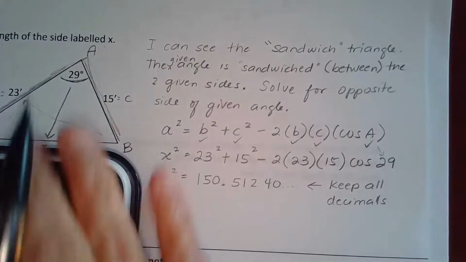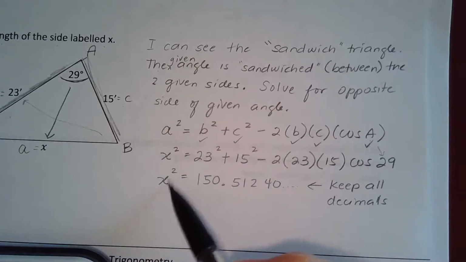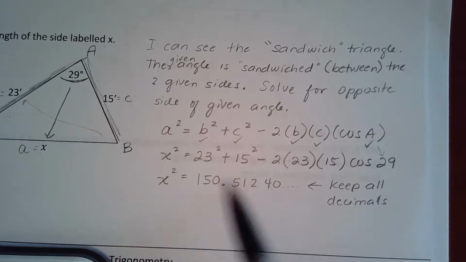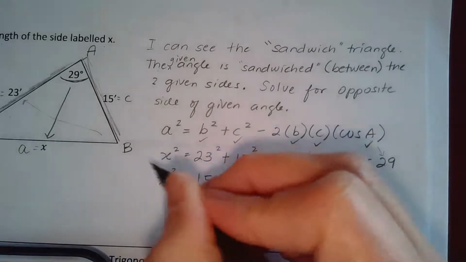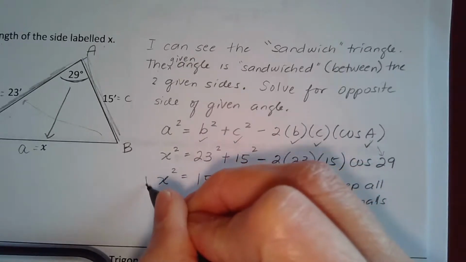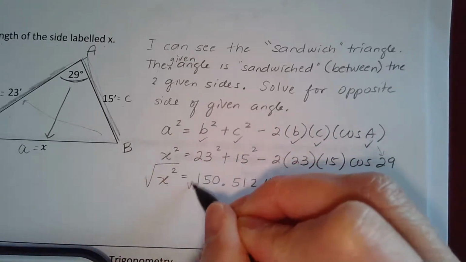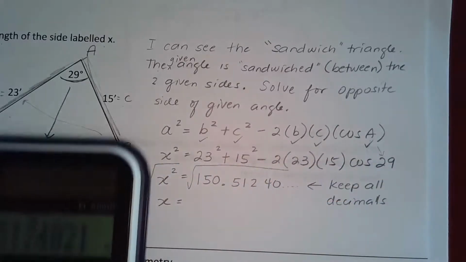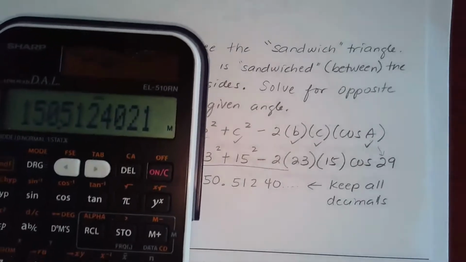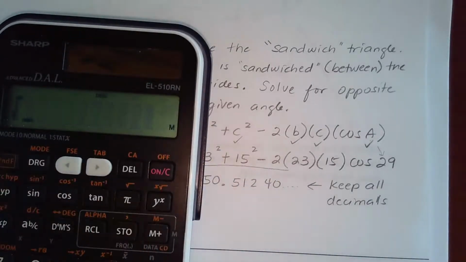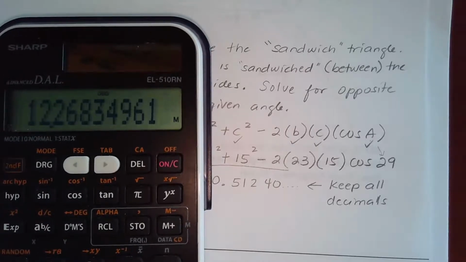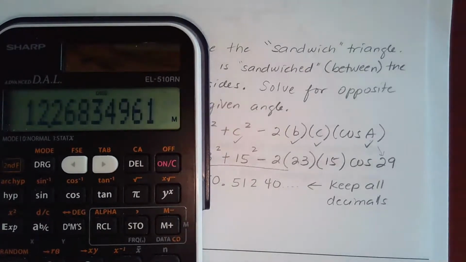Okay, so from here, what are we solving for? We're solving for x, but this value is for x squared. So the next step is to get rid of the square by taking the square root. So take the square root of both sides. I'll do that one. Okay, and I got 12.27.